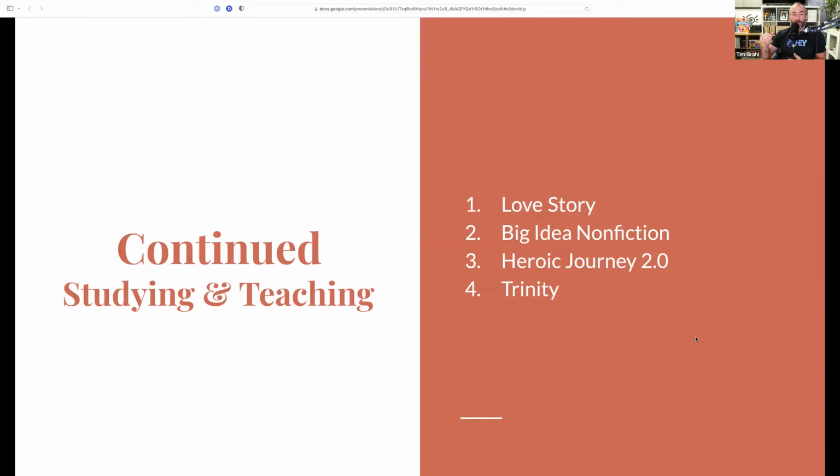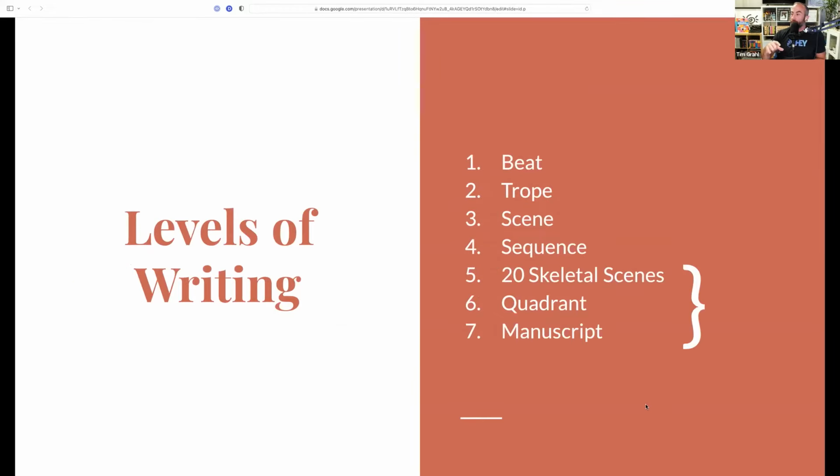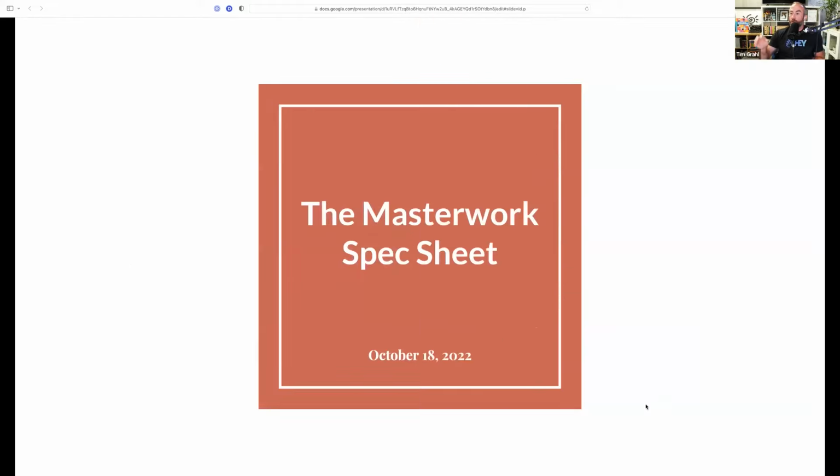Now, we've been teaching a lot of these findings on the macro line-by-line level inside of the StoryGrid Guild. But now Shawn is ready to revisit the foundational thinking he had in genre and integrate all of this new understanding at this macro storytelling level. And so going back to these levels of writing, this is what we're going to be looking at today: the 20 skeletal scenes, the quadrants, and the manuscript level. And this is where we're going to look at the Masterwork Spec sheet, and we're going to dive into the Genre Blueprint that Shawn has just recently developed. And so, Shawn, I am ready to turn it over to you.